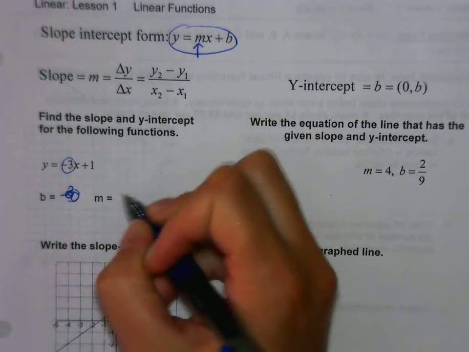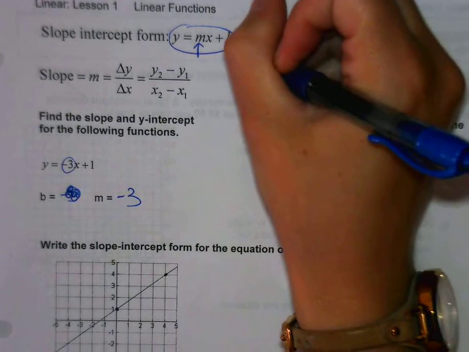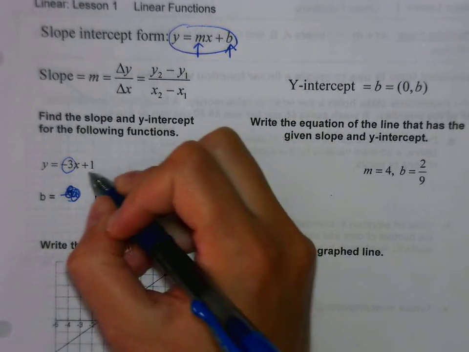And our b, y-intercept, is always our constant, and the constant in this case is a positive 1. So our y-intercept is at a positive 1.